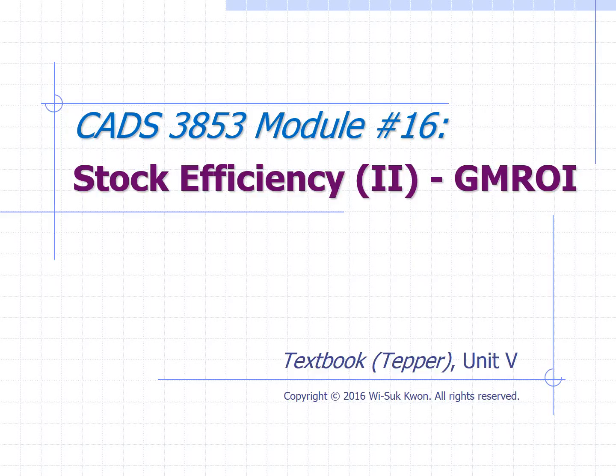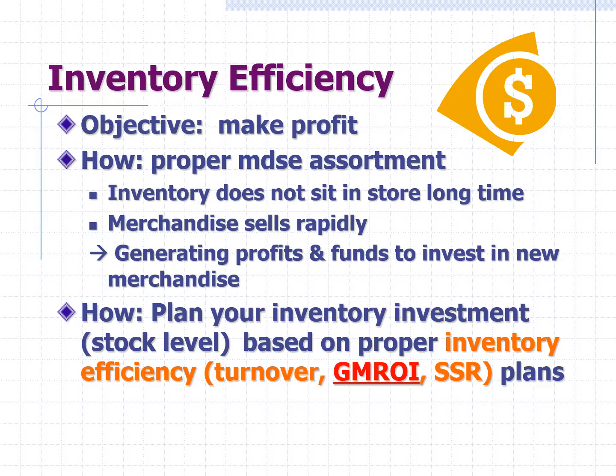In this module we're going to talk about another stock efficiency measure called GMROI. This is the same slide we already saw in the previous module, which explained what inventory efficiency is and introduced the three different inventory efficiency measures, their names: turnover, GMROI, and SSR. In the last module, we took a look at turnover in more detail, and in this module, we are going to focus on GMROI.